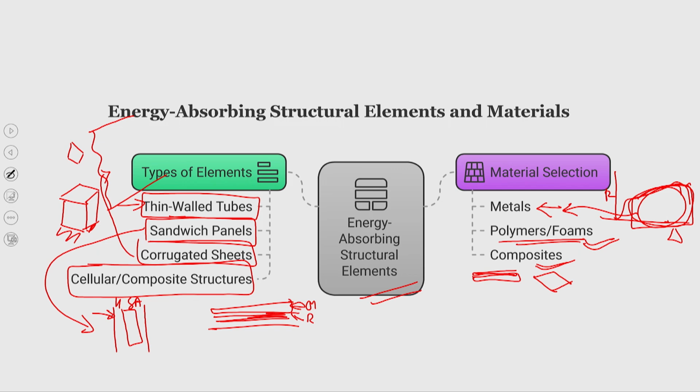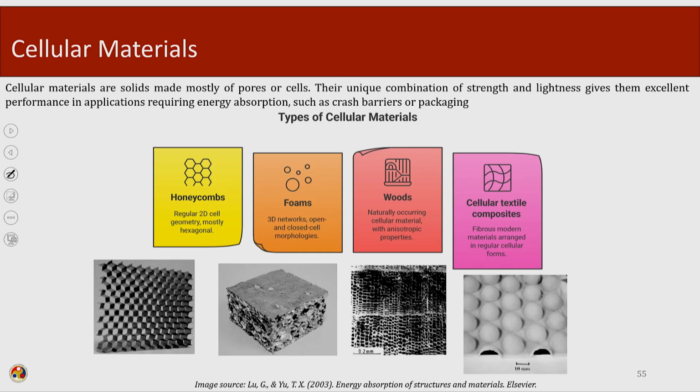Okay. Moving ahead, we will look into the cellular materials for energy absorption. Cellular materials are nothing but solids made of pores or cells. Their unique combination of strength and lightness gives excellent performance in applications requiring energy absorption, such as crash barriers or packaging. It means that they have a high EM. The value of EM is high, it means that the total energy absorbed per unit mass is very high. This is due to their lightness in the structure.